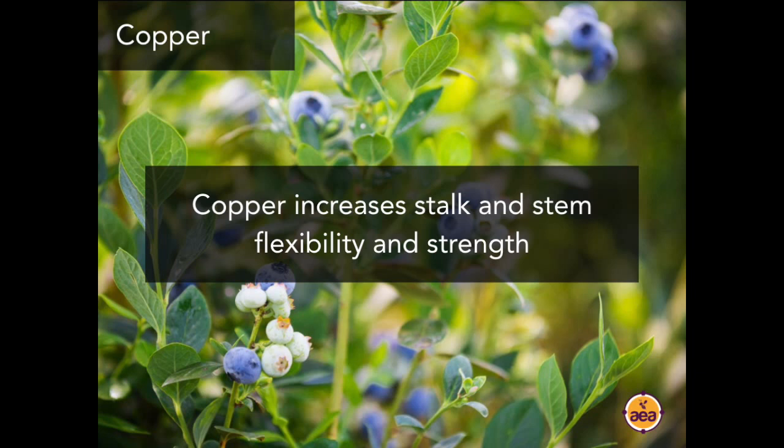If we have challenges with lodging, such as on corn and small grains and so forth, having adequate levels of copper gives plant stems a tremendous amount of flexibility that allows them to bend, and after the wind is over, they can stand right back up again. And this is because of the effect that it has on lignification, etc., within the stem. So having high levels of copper from a management perspective gives us a lot of flexibility and strength. And you can easily test this and observe this in the field.